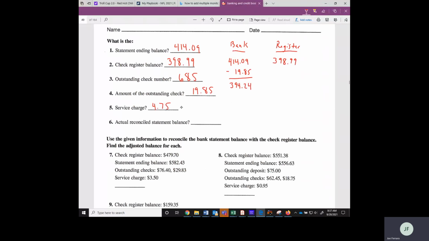Our check register had this, 398.99. That's what it showed on the check register right here. It was missing a service charge. A service charge takes away from our money, so we subtract. And again, you can use a calculator for this. We also get 394.24. So we have $394.24, and since they both show that, everything's okay. If they weren't the same, then there's a mistake somewhere. Usually it's the customer's fault, but sometimes, like I've said in the past, the bank can make a mistake too.